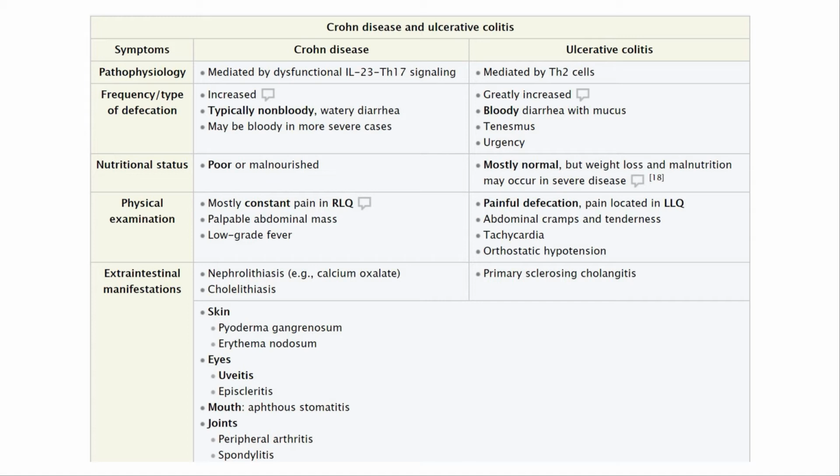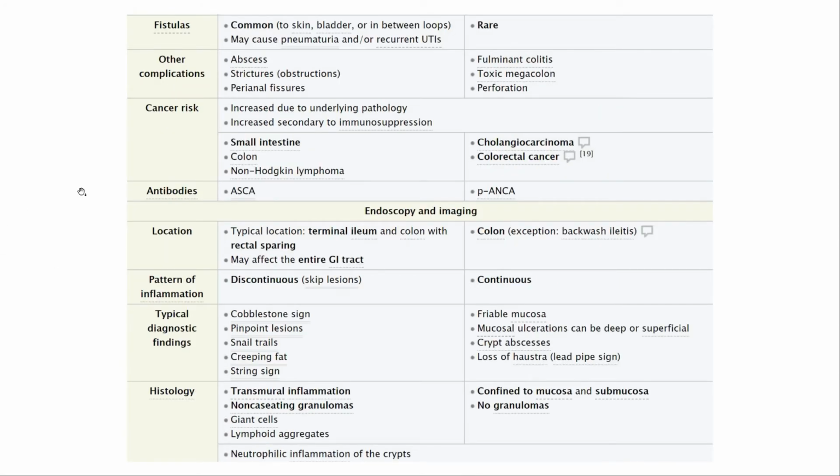Both conditions cause issues in the skin, eyes, mouth, and joints. The key thing about Crohn's is that you get fistulas, strictures, and abscesses. Both of them cause cancer, but in different spots. And the other thing is the sort of pattern.